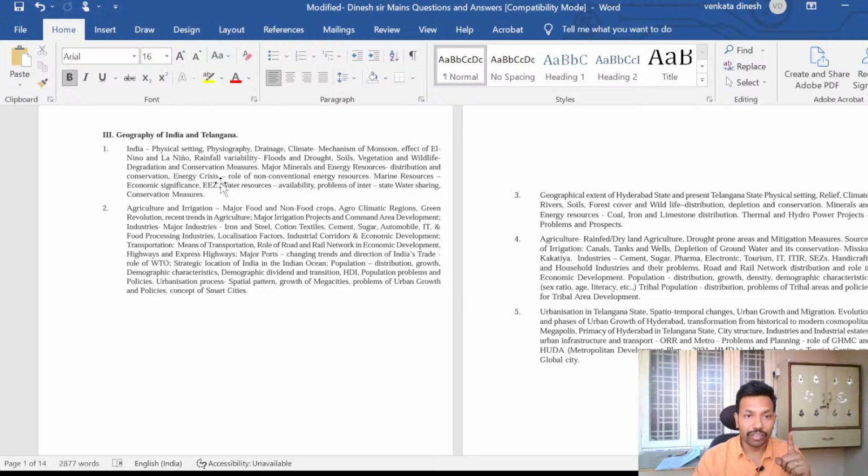So we have energy crisis, problems of interstate water sharing, conservation measures, right? And we have agriculture, irrigation. As we are an agricultural country and agricultural state, we need to concentrate more on irrigation, agriculture, and the background of it, that is green revolution.